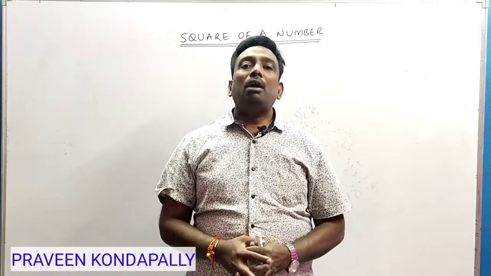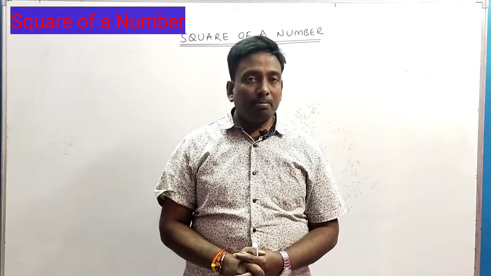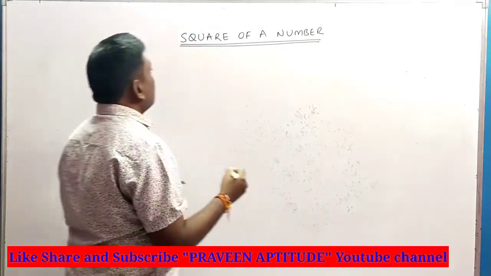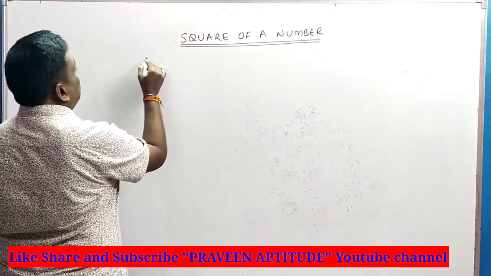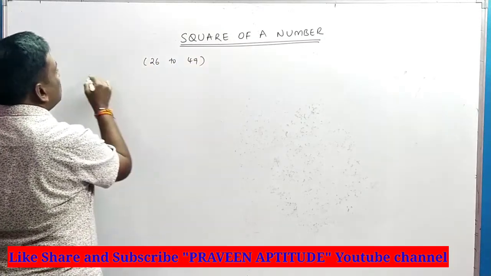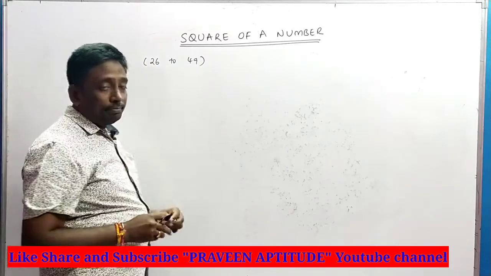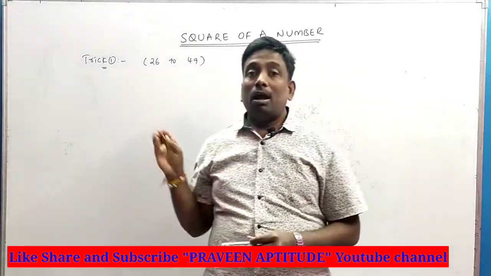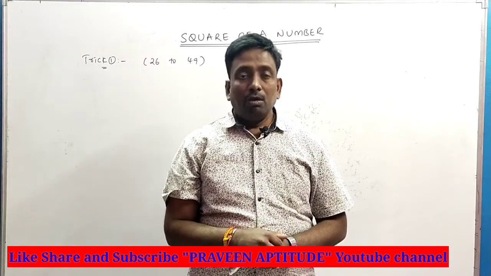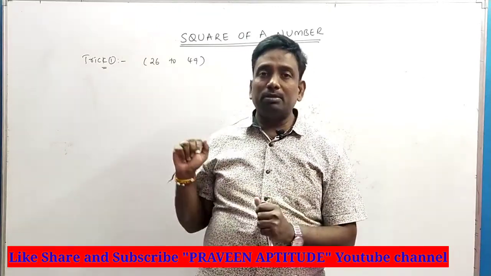In this video, I will explain how to find the squares of numbers in an easy manner. First of all, the numbers vary from 26 to 49. This is trick 1 to find the square of a number. These tricks are applicable if you know the squares from 1 to 25. Then only you can easily find the squares of these numbers.